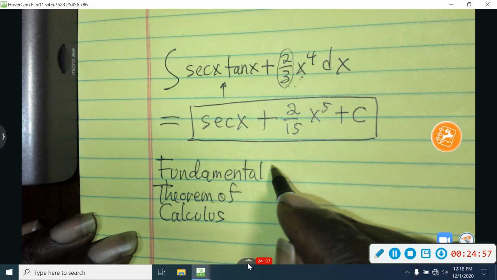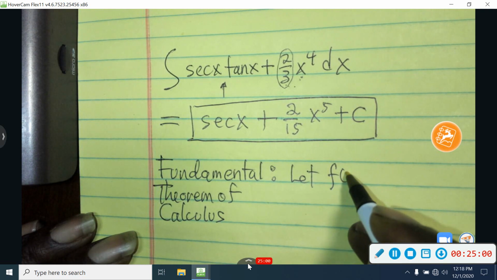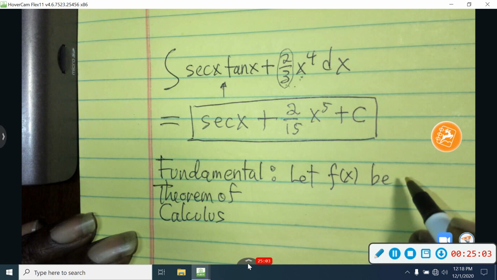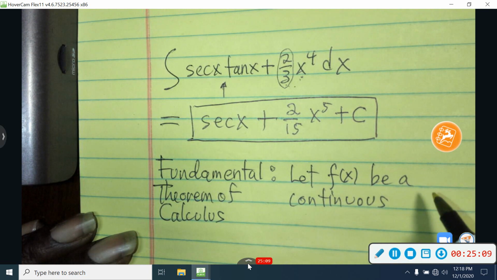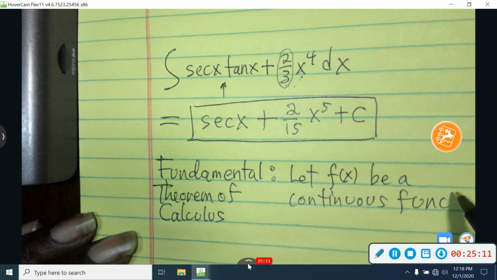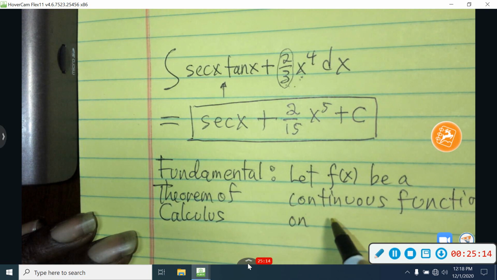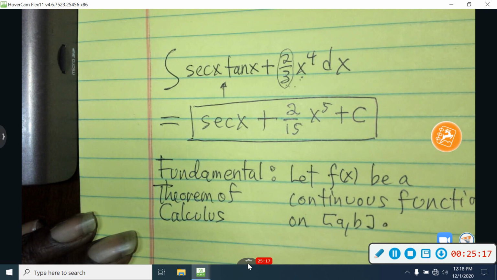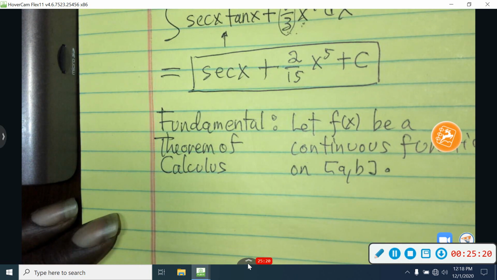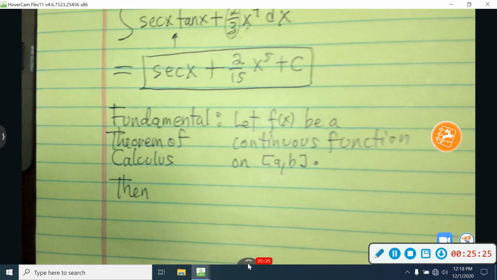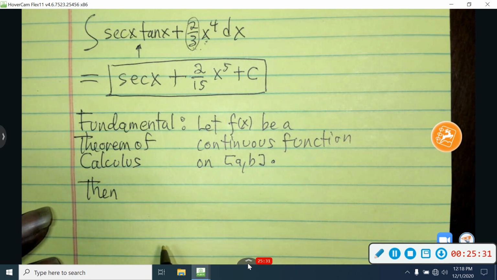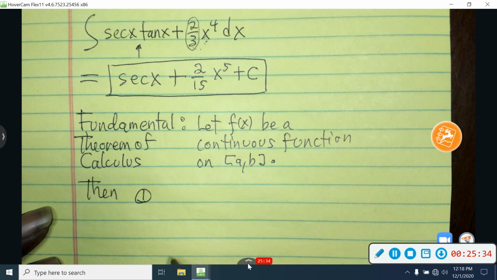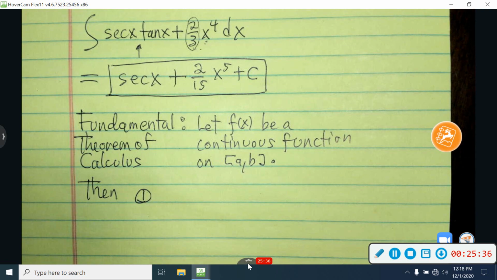It says this: let f of x be a continuous function, it has to be a fairly nice function, on some interval, say a, b. Okay? Then it claims two things. Thing one. Now this is a very interesting thing.